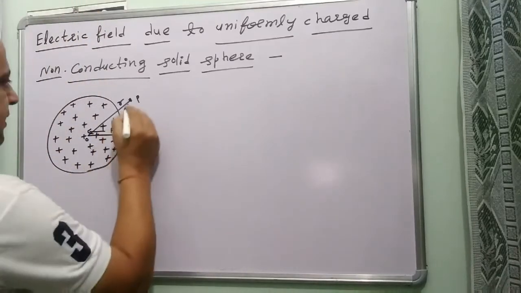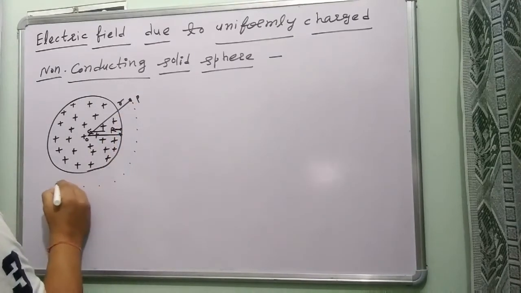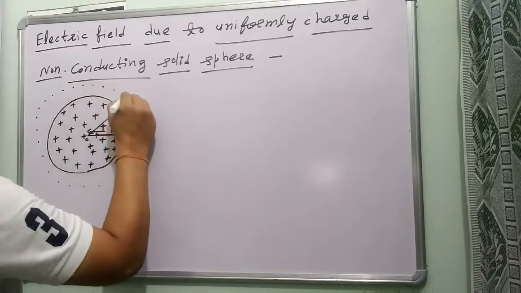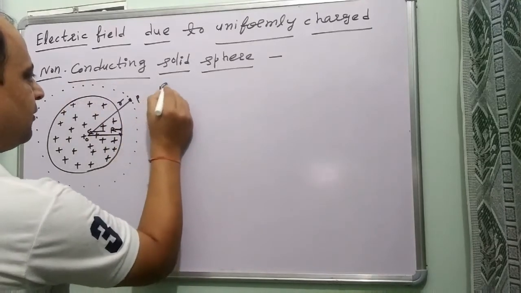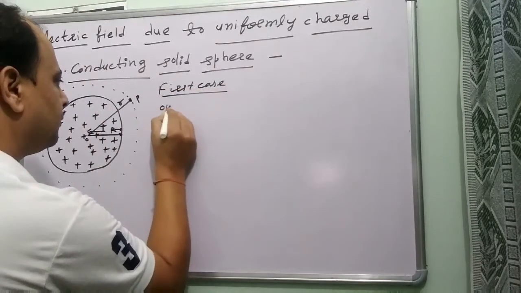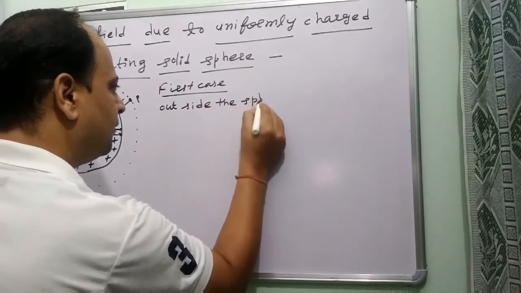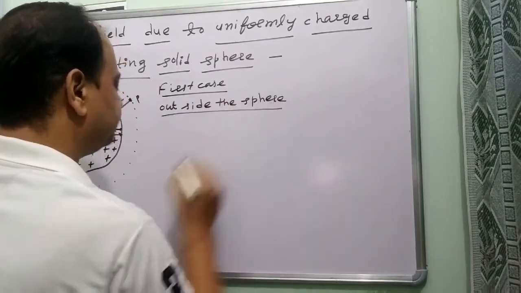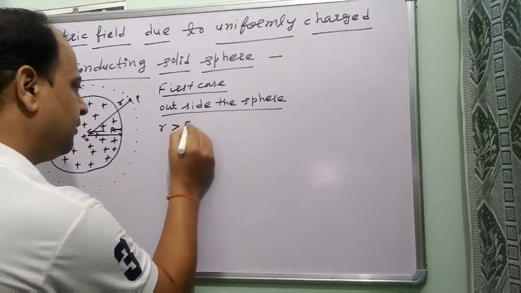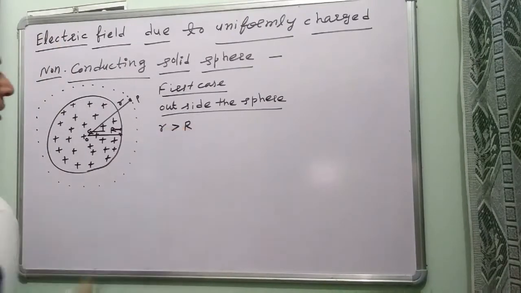So we consider a Gaussian spherical surface of radius small r. This is the first case, outside the sphere, where small r is greater than capital R. Capital R is the radius of the solid sphere.